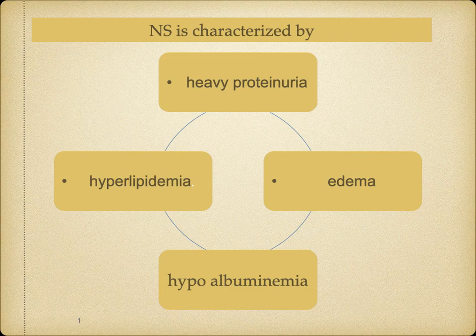The triad of clinical findings associated with nephrotic syndrome arises from large urinary loss of proteins. These result in hypoalbuminemia, which is equal to or less than 2.5 grams per deciliter, edema, and hyperlipidemia, when the cholesterol is more than 200 milligrams per deciliter.